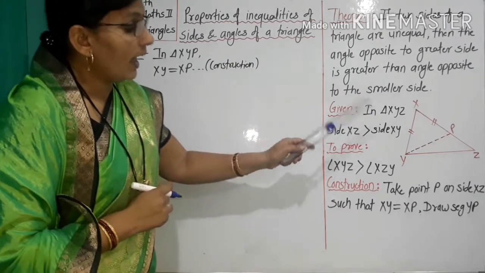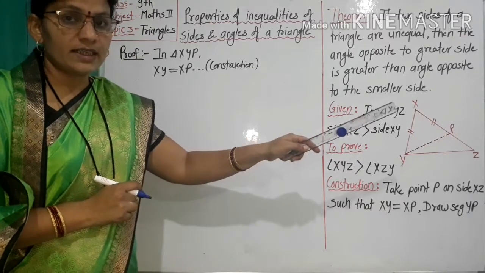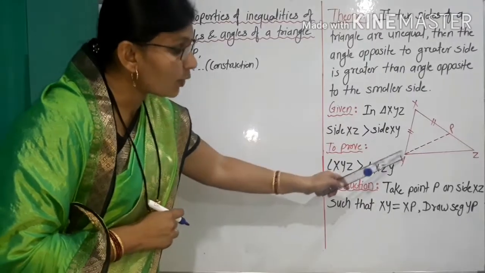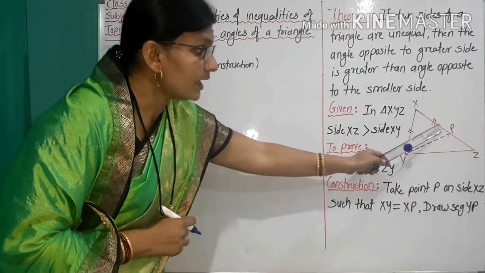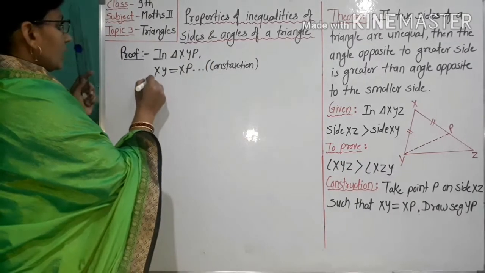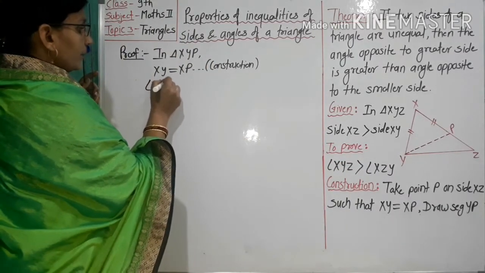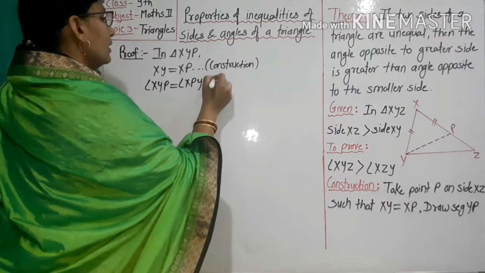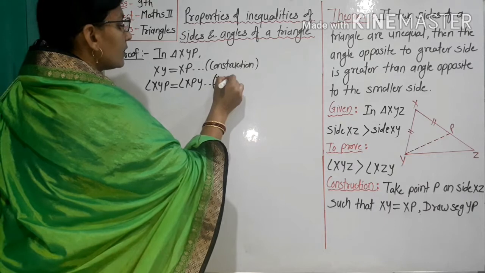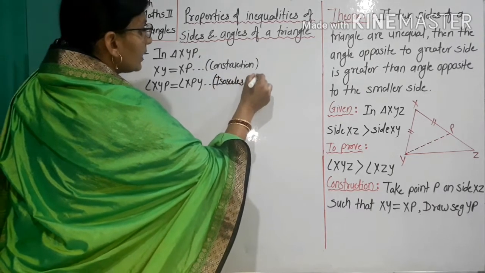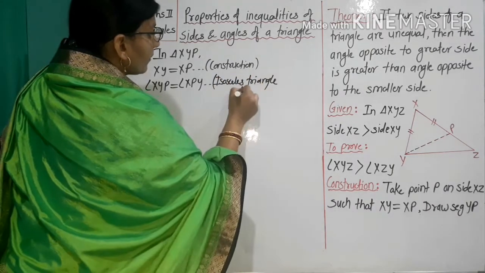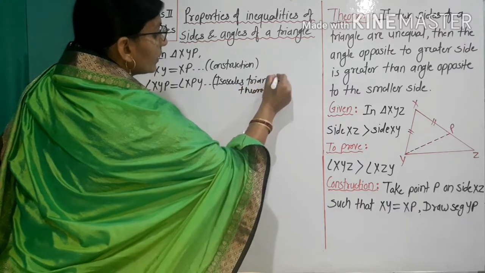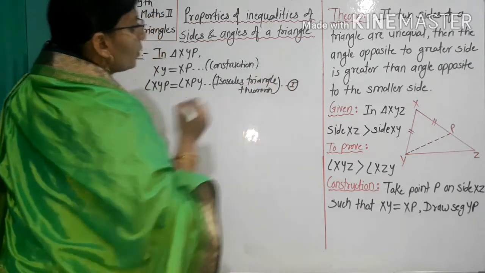Therefore, angles opposite to these congruent sides are also congruent, by the isosceles triangle theorem. Therefore, this angle XYP equals angle XPY, reason: isosceles triangle theorem. This is number 1.